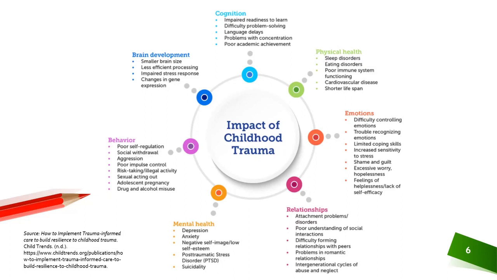As we look at emotions, this is a very critical point, particularly for our younger children. They have very big emotions around trauma. They may have difficulty controlling these emotions, temper outbursts, tantrums, uncontrollable crying. They may also have trouble recognizing emotions, may not be able to put into words what they're feeling or what the source is of these feelings. They may get confused between what anger is and what fear is. We also find that they have limited coping skills.